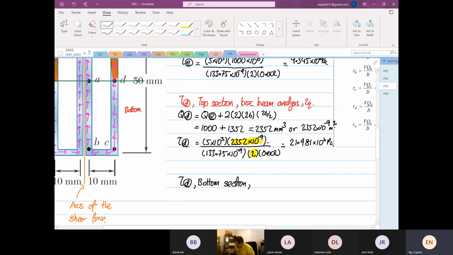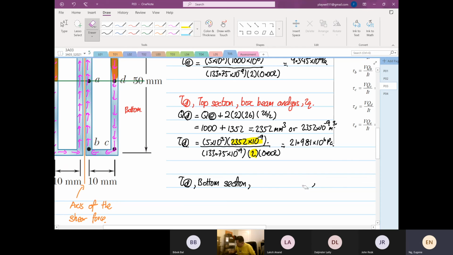Okay, and the bottom section is also box beam. And, hold on, it is... no, it's not. In fact, if you look at the bottom, right, it is not a box beam.